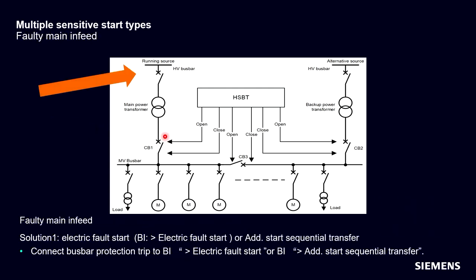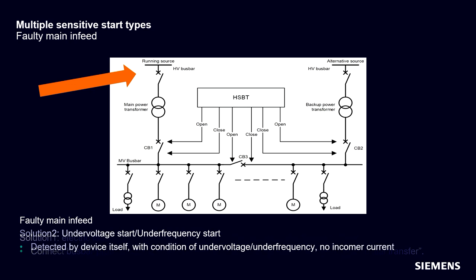For example, we have a fault start type, or multiple sensitive start type, for when we have a fault on the main infeed. One possibility is, again, the binary input to trigger the electrical fault start. Another possibility is the undervoltage start or the underfrequency start on the motor bus. So with both solutions, we can start a transfer in case of a faulty main infeed.